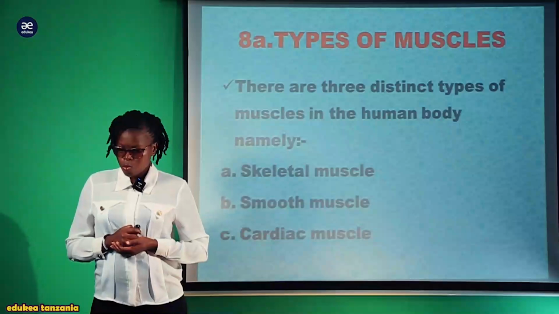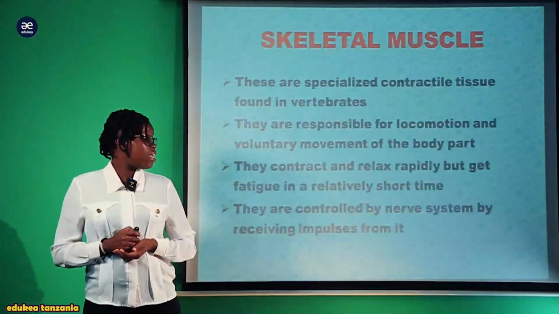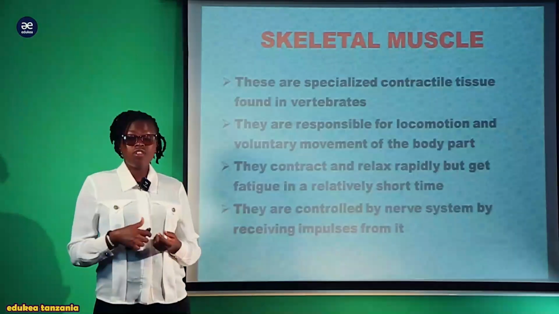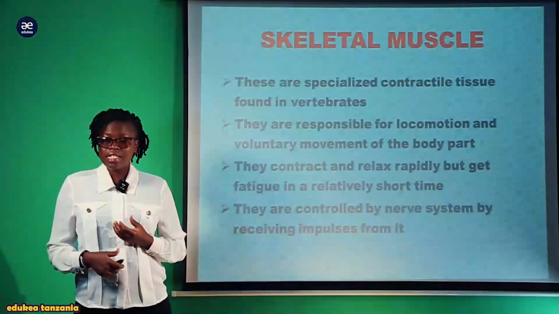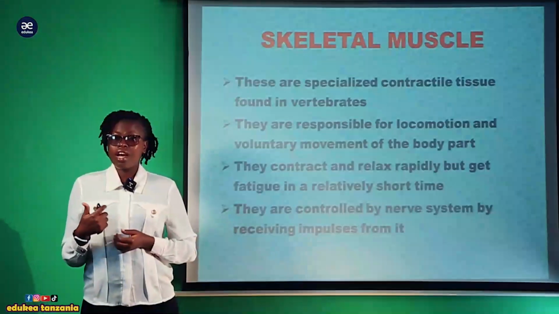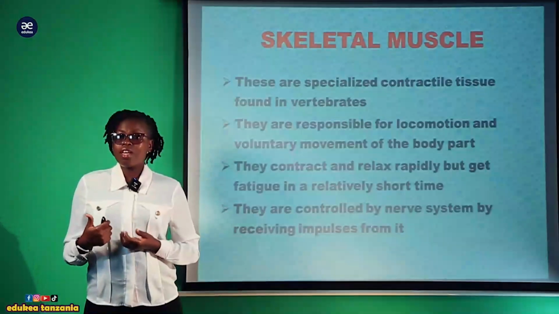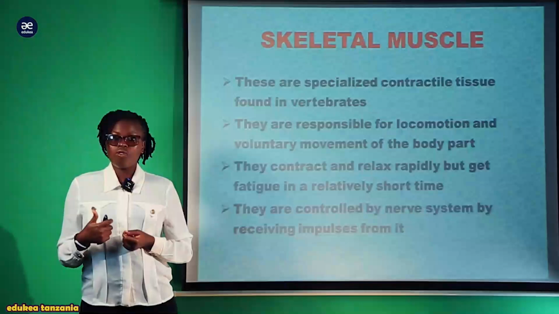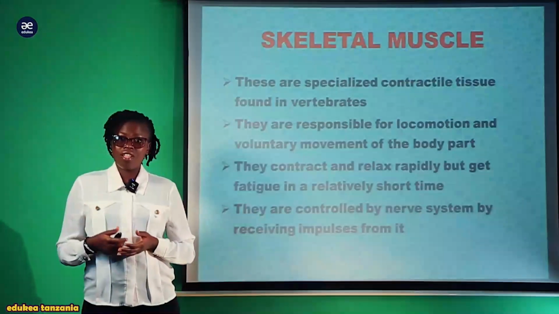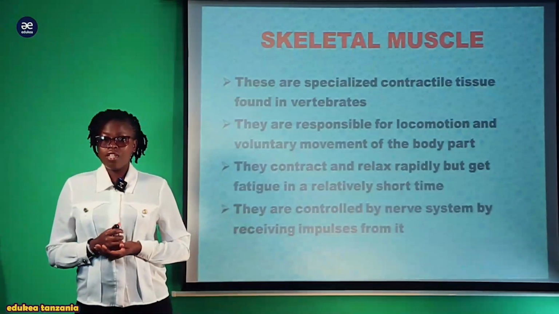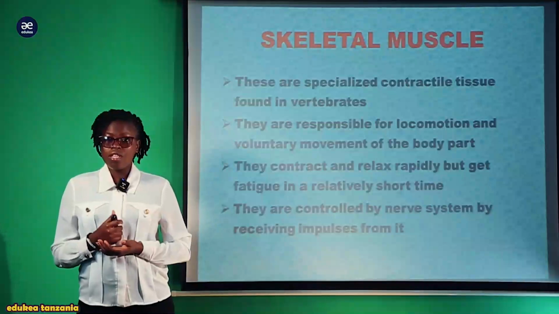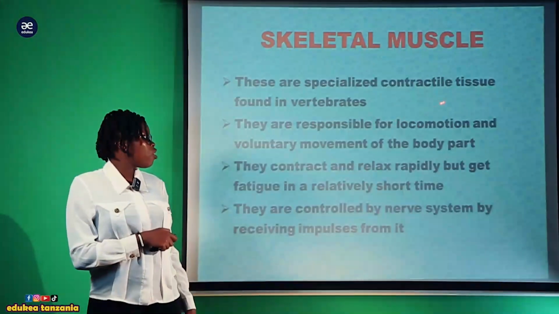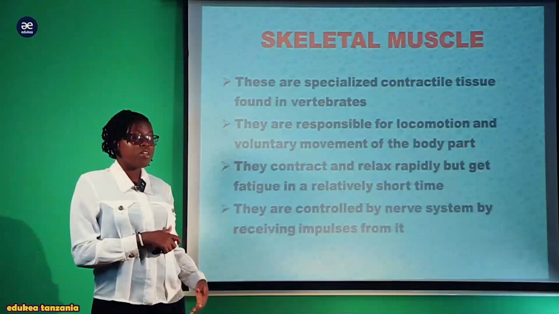Starting with the first muscle, the skeletal muscle, these are specialized contractile tissues which are found in vertebrates. They are capable of regaining the original shape and size after performance of a certain task. Vertebrates are organisms which are made up of a vertebral canal. They are responsible for locomotion and voluntary movement of body parts.